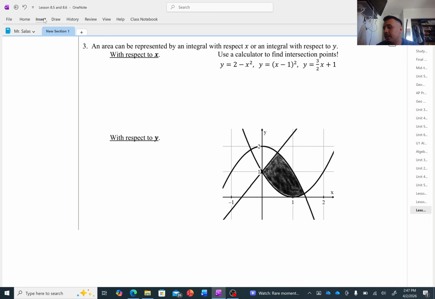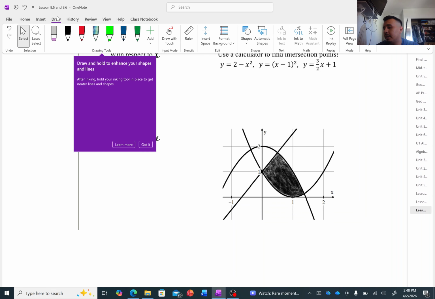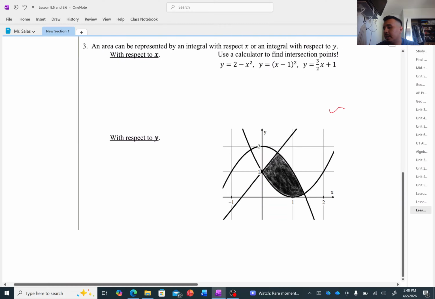So let me change colors because the graph is black. Let me change color real quick. I think I want to change it from black to red. Let's use red. Testing. Yes, perfect.